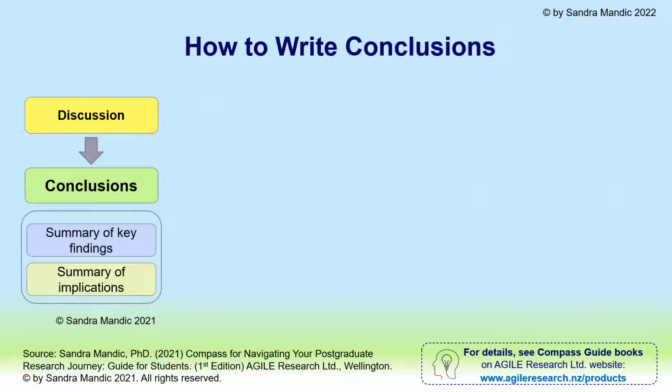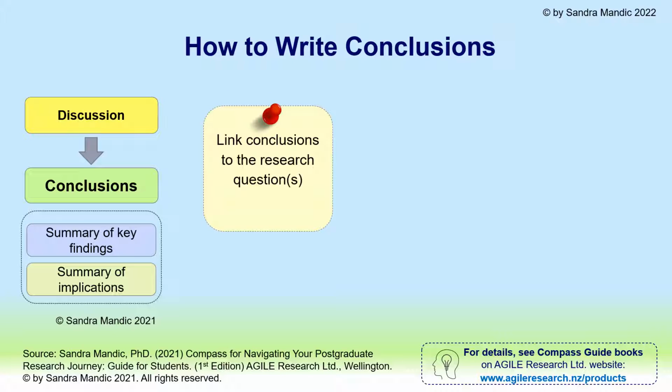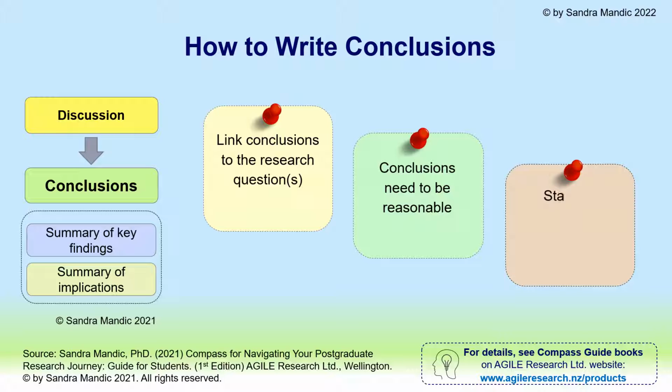The conclusion section of your research report should provide a brief summary of key findings and their implications. Conclusions should be linked directly to your research question. Conclusions also need to be reasonable. State only conclusions that are adequately supported by presented data. The conclusion section should briefly summarize the importance and relevance of conclusions from your research, and it could include recommendations for future research.